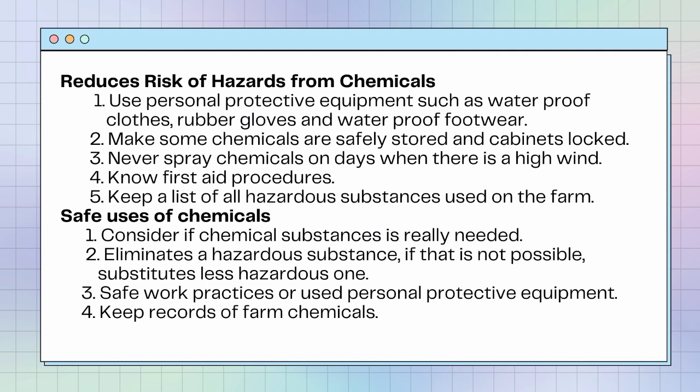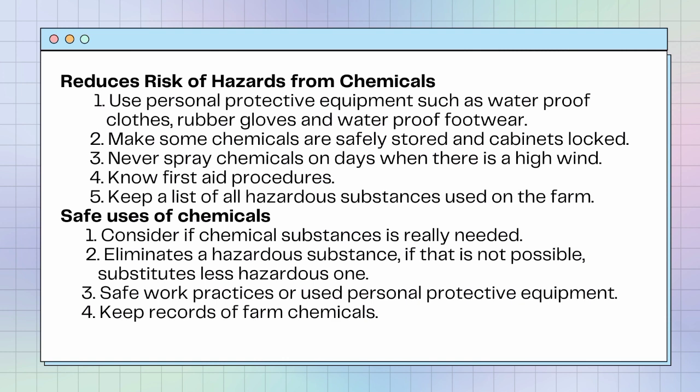Reduce the risk of hazards from chemicals. Number 1. Use personal protective equipment such as waterproof clothes, rubber gloves, and waterproof footwear. Number 2. Make sure chemicals are safely stored and cabinets locked. Number 3. Never spray chemicals on days when there is a high wind. Number 4. Know first aid procedures. And lastly, keep a list of all hazardous substances used on the farm.